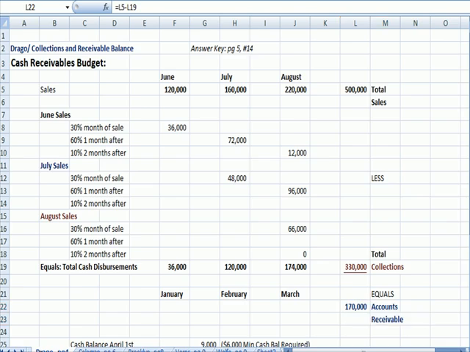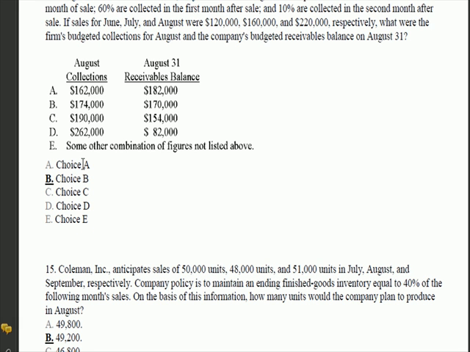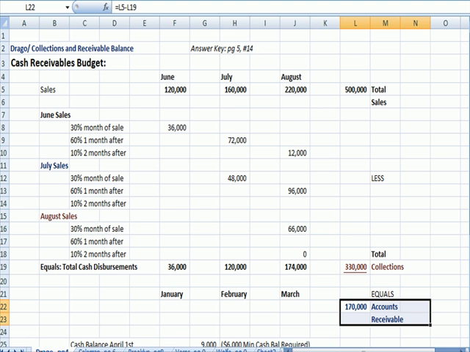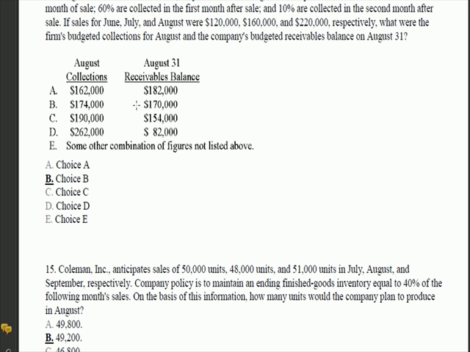Let's go back to the question. You can see it's choice B. How much did you collect? How much was the ending receivables? And it's just collections in August. Let's go back to our Excel document. Collections just in August. Collections, August, 174. Ending accounts receivable balance, August 31st, 170. So here is 174 and 170, which is choice B.